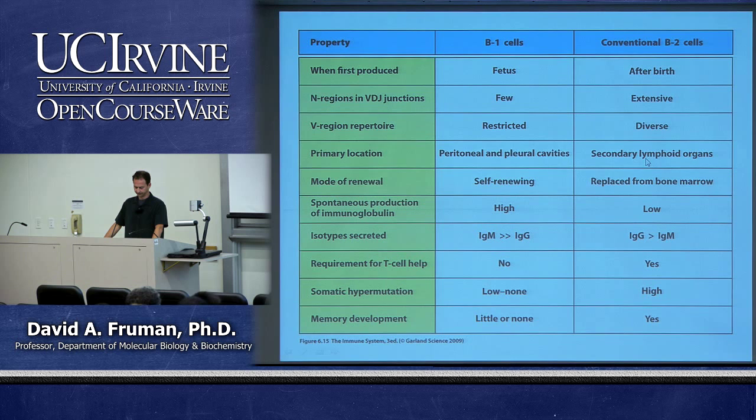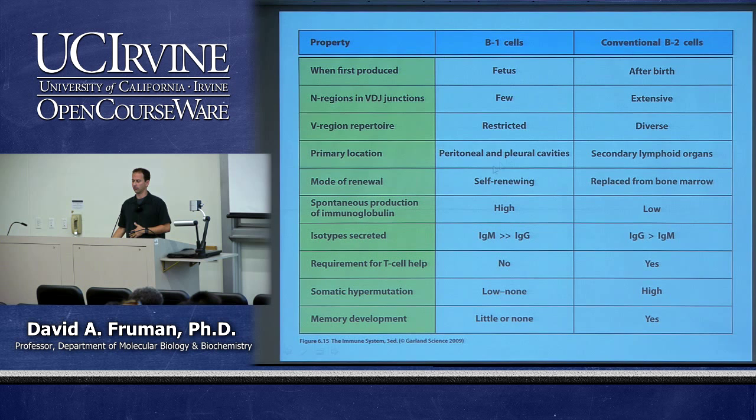And also, they have a restricted junctional diversity and restricted V region repertoire. So it's not really random which V segments they use, and they don't have nearly as much junctional diversity. So they seem to be kind of an evolutionarily conserved, innate-like B cell subset that has a limited diversity, but those specificities tend to be useful in combating commonly encountered pathogens that might be in the gut or the lung cavities.